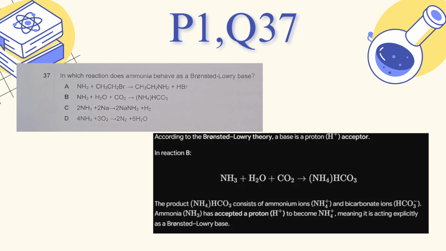Number 37. According to the Bronsted-Lowry theory, the product consists of ammonium ions and bicarbonate ions. Ammonia has accepted a proton to become NH4+ with a plus charge, meaning it is acting explicitly as a Bronsted-Lowry base. The correct answer is B.